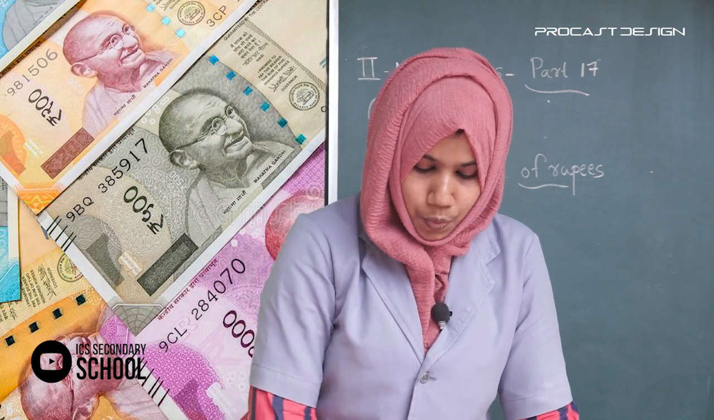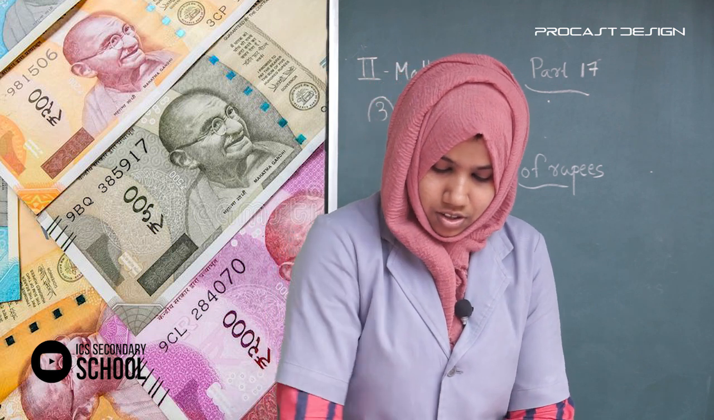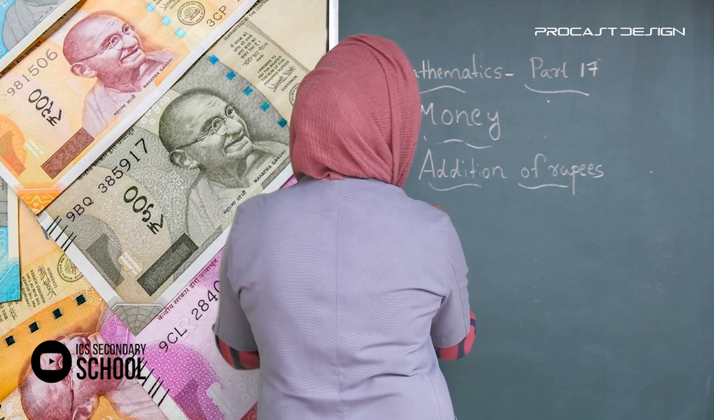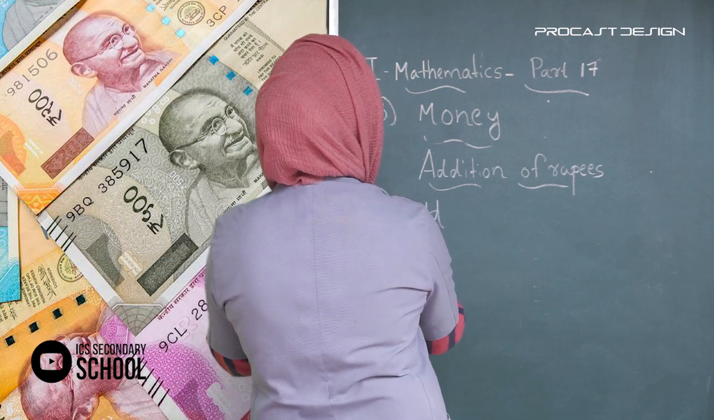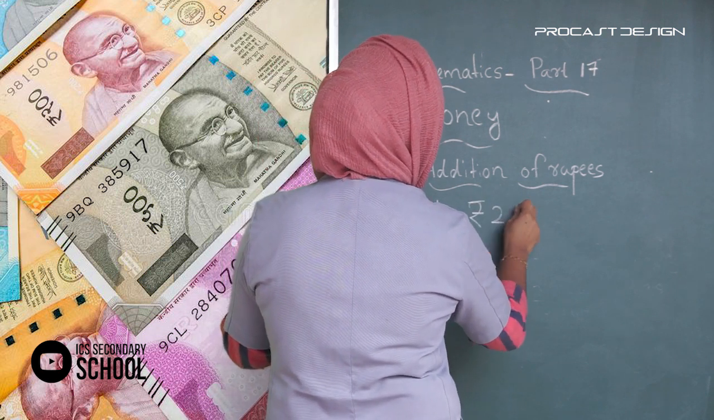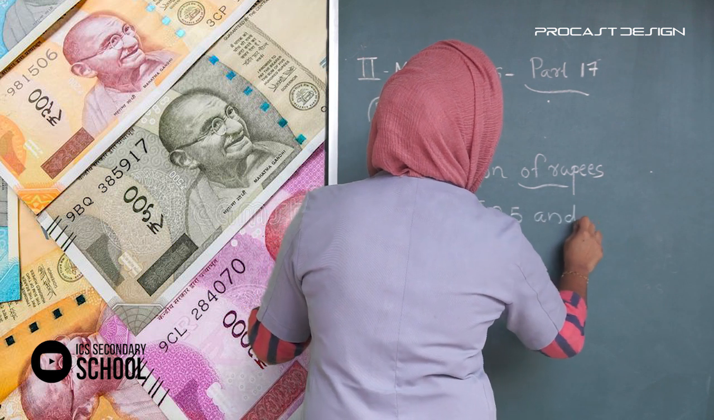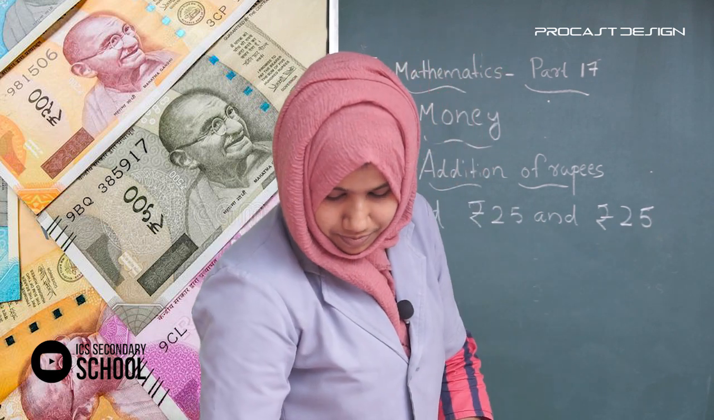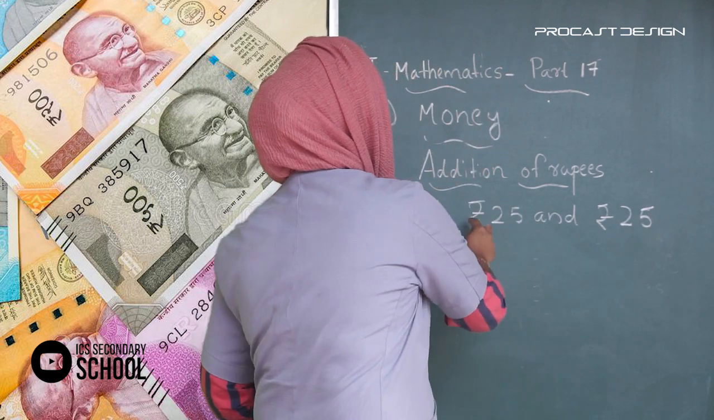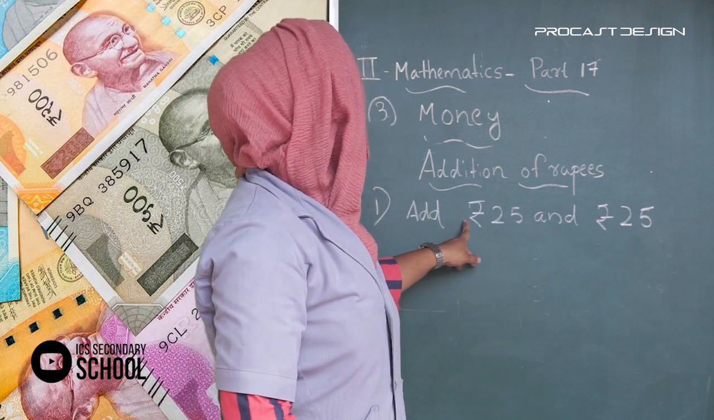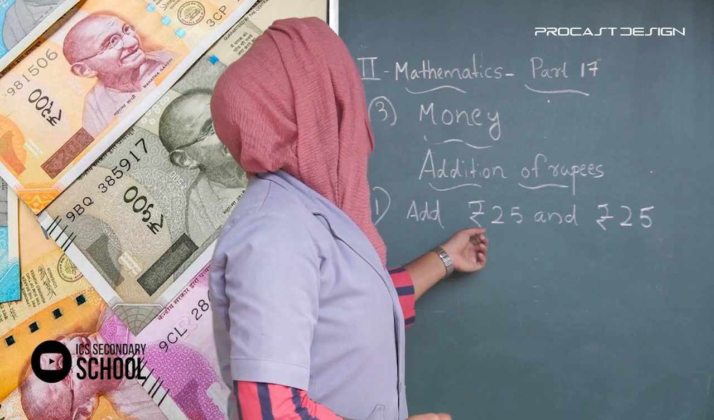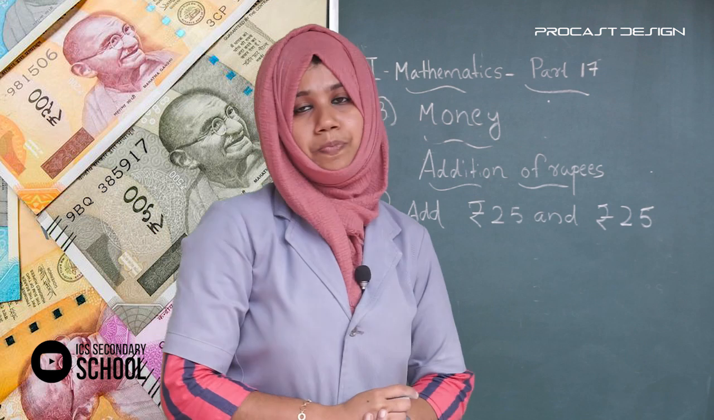Addition of rupees. We add and subtract rupees in the usual method. First question is: add. Here this is the symbol of rupees. We write rupees before the money. So we can read this as 25 rupees and 25 rupees. So add 25 rupees and 25 rupees.